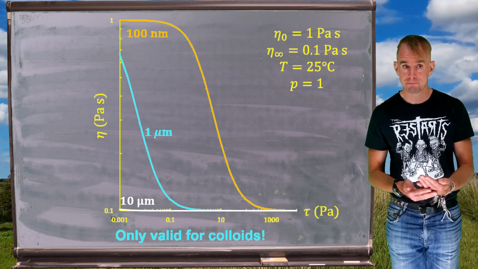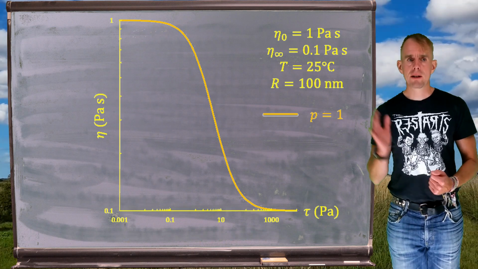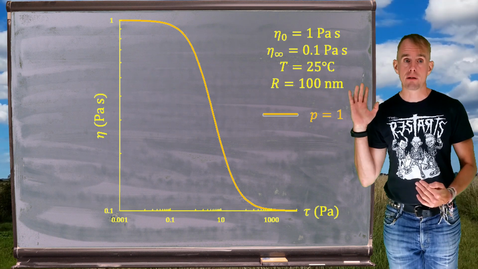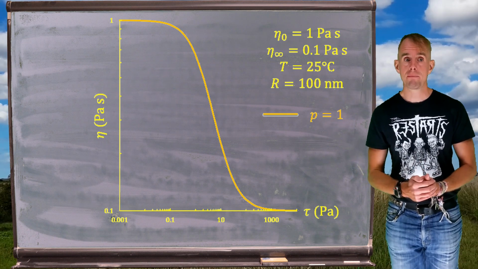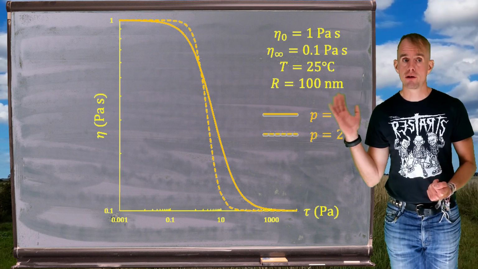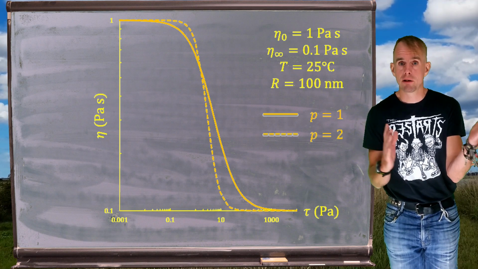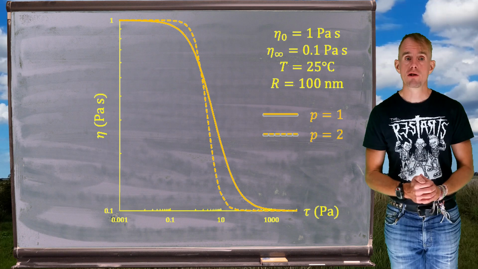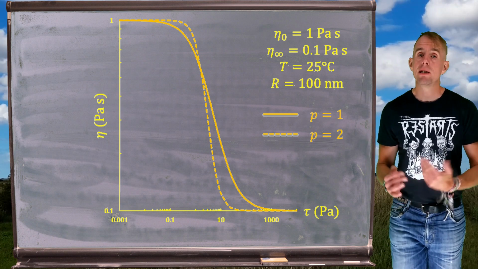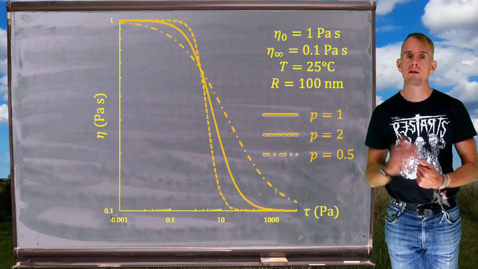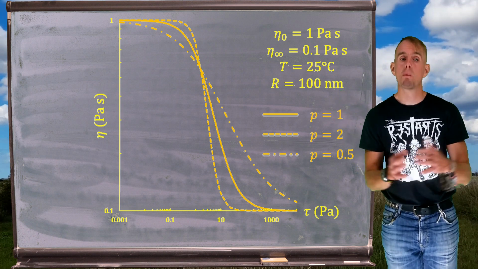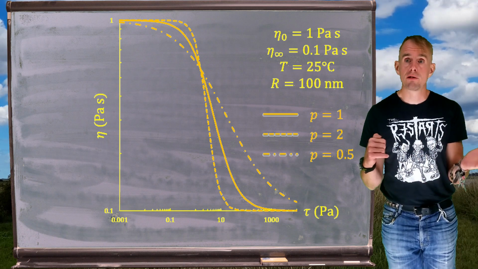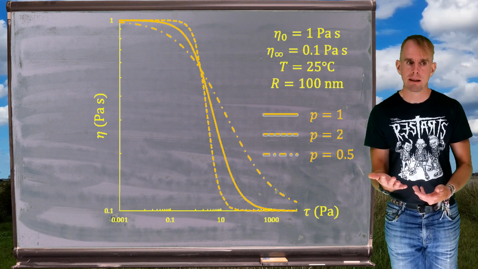Now, let's just have a quick look at how P, that power law, affects the shape of these viscosity curves. So here's that shape for 100 nanometer radius particles for P equals 1. If we change P to 2, we get this dotted response. So it sharpens that shear thinning, and the shear thinning region occurs over a far smaller range of shear stress. If we decrease P, there's the chain dotted line now, P corresponding to 0.5, we widen the shear thinning range. So P is a useful parameter that we can use to tune the viscosity response of the model to match experimental data.